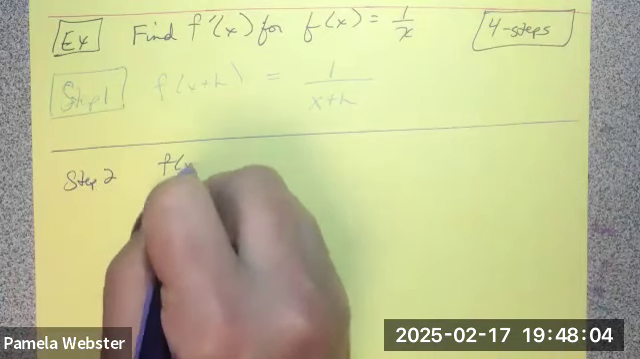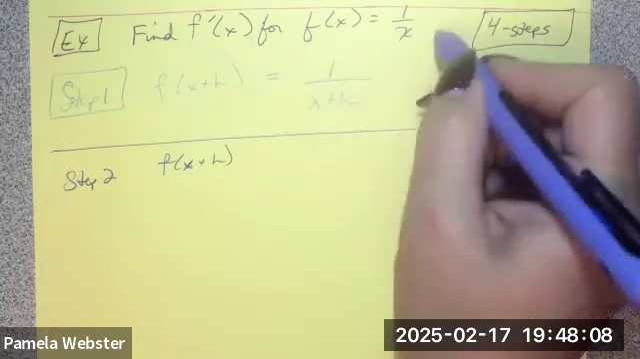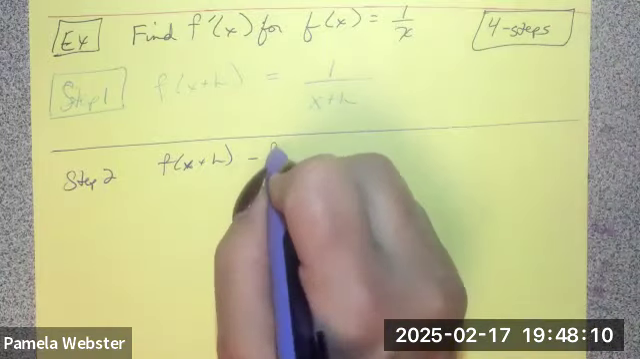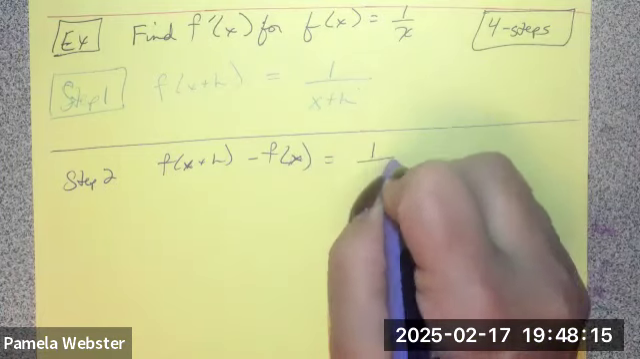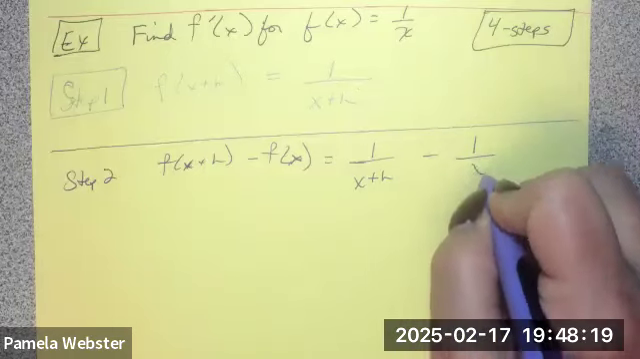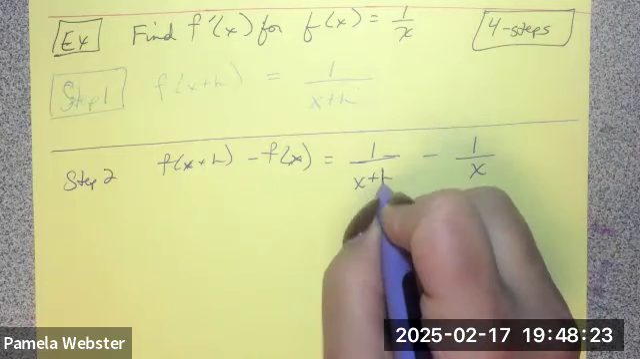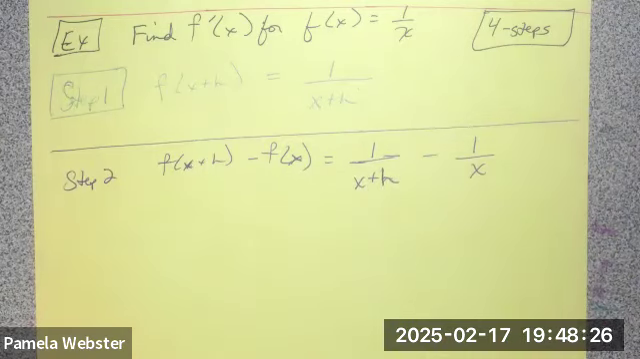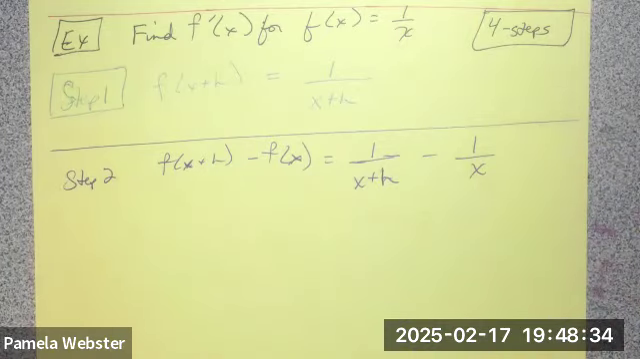Step 2 is f of x plus h minus f of x, so minus the functional value. There wasn't anything to do here, right? Because it wasn't squared or anything. Well, that's 1 over x plus h minus 1 over x. Now it's starting to look a little bit on the complicated side. And in fact, I don't want to leave those like that. I want to go ahead and cram those together to make one fraction because that looks ugly.